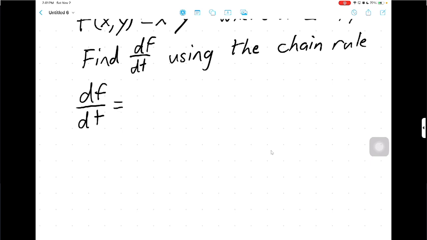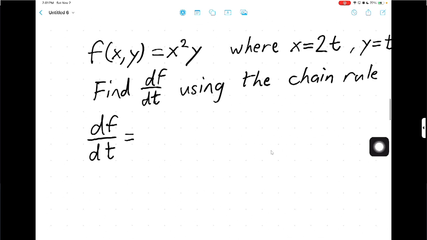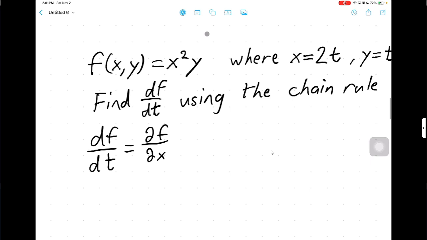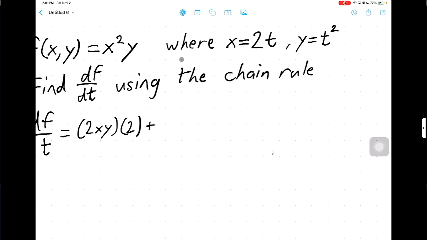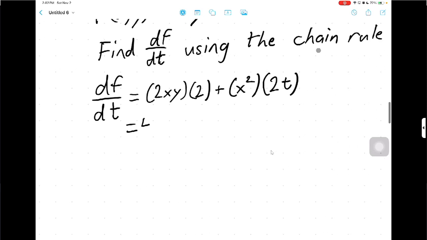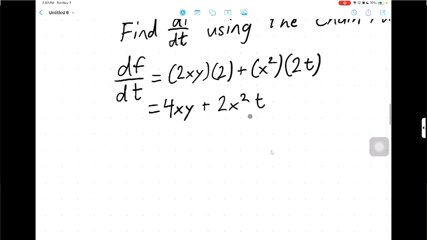So using the chain rule, we have partial f with respect to x. In this case, partial f with respect to x is just going to become 2xy times dx dt, which is just going to be 2, plus partial f with respect to y times dy dt, which is going to be 2t. Like so. And then you can just simplify it out like this. And you could mostly leave it like this, though sometimes they might want you to have this only in terms of t.